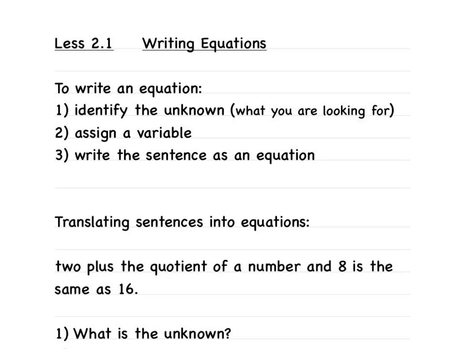To write an equation, number 1, identify the unknown. The unknown is what it is that you're looking for. Number 2, assign a variable to it. Give it a letter. It could be X, it could be Y, it could be N. Number 3, write the sentence or the word problem as an equation. Okay, let's practice these 3 steps.